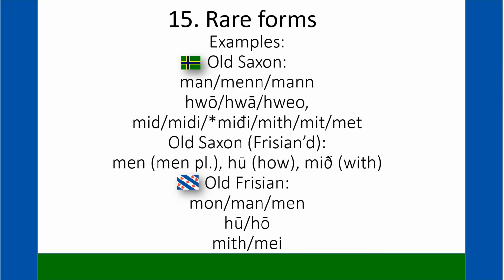Then we have Old Frisian proper, so we have mon, man, men, and this is the plural for men, and then we have how, which is who and ho, and then finally with the word with, we have here in Old Frisian mit and mei, which is really interesting in itself, because we have to bear in mind that when we talk about Old Frisian, we're not talking about a language that was spoken at the same time as Old Saxon. That's something to bear in mind. Old Frisian is a little further ahead as far as time is concerned.